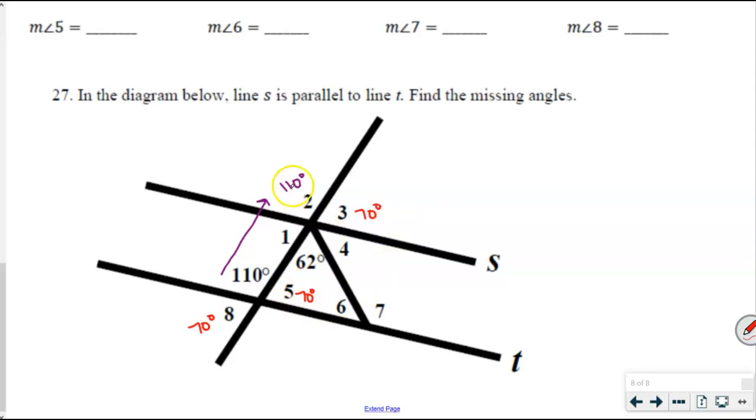Supplementary angles, because this is already 110. This is going to be 70 degrees to make it 180. We also know that one by corresponding, so we could have used that property as well. Okay, I know a lot of things. This should be pretty easy now. Seth, tell me something else.